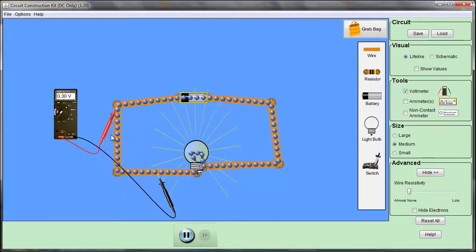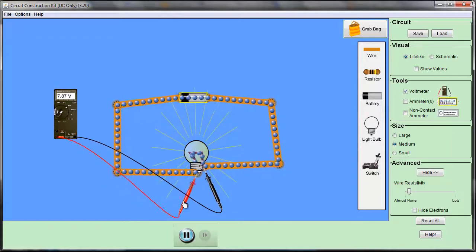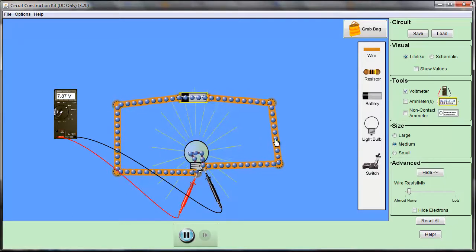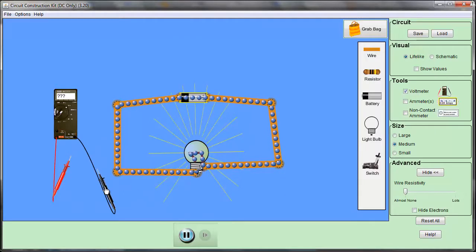And if we look at the voltage drop across the lamp, we'll see that it doesn't get the whole 9 volts. Some of that voltage is being used in the wire. Some of the energy from the battery is being converted to heat in the wire. Let's put that back to the idealized situation with no resistance in the wire. And let's look at a circuit that includes another lamp.